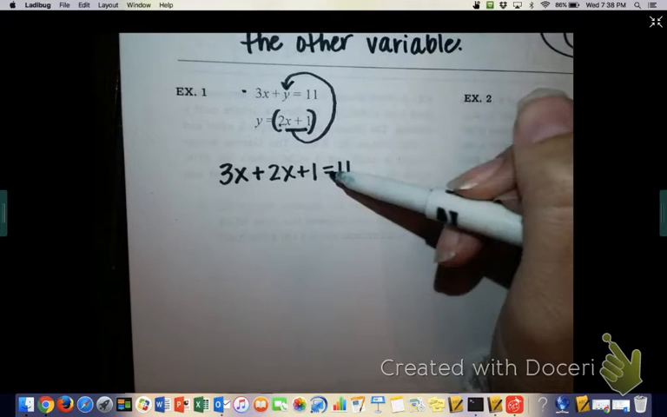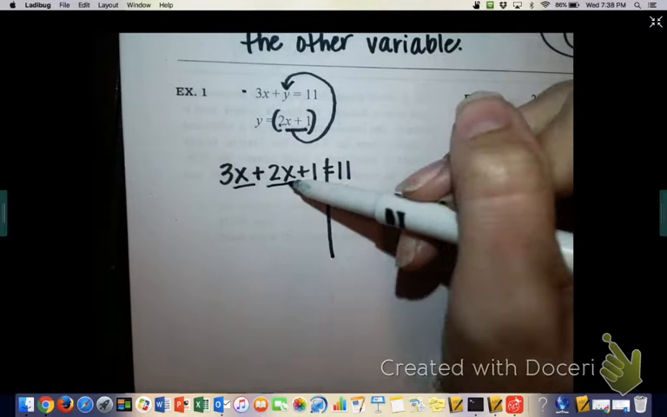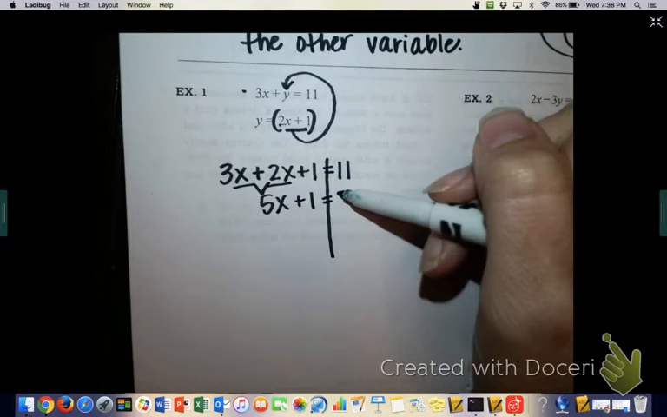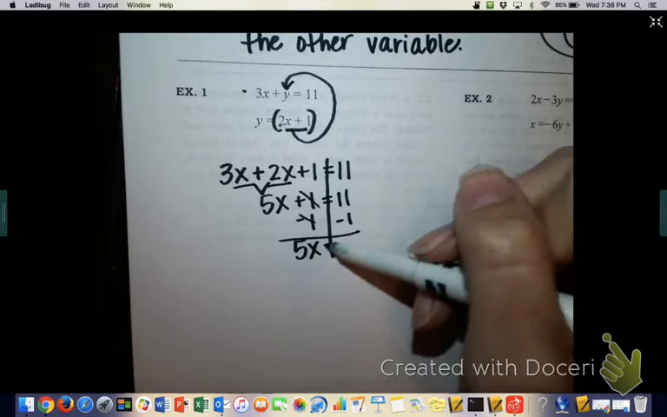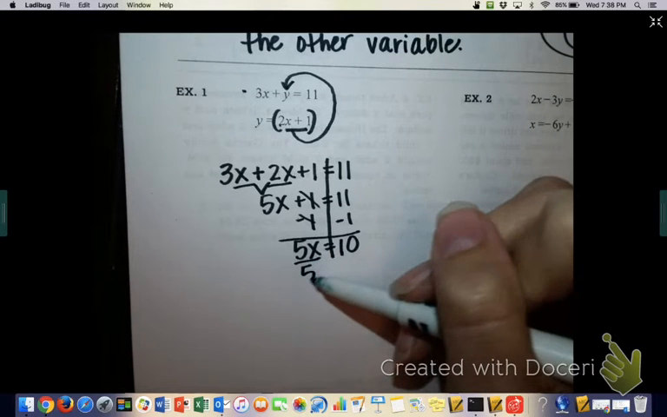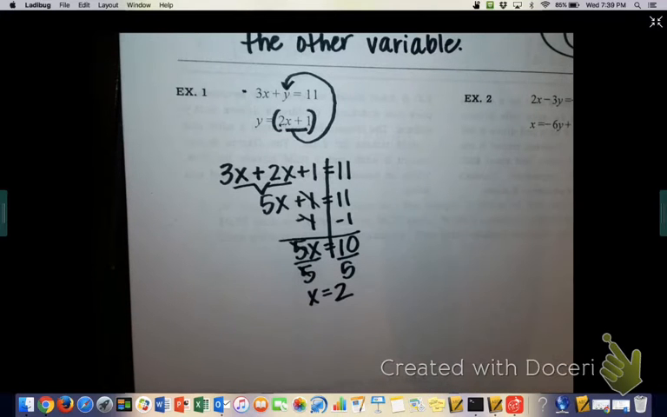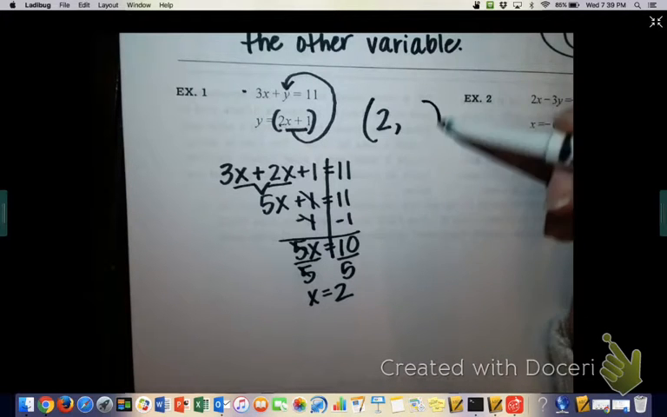And now I'm going to solve the equation. These are like terms. 3x plus 2x is 5x, plus 1 equals 11, minus 1. 5x equals 10. X equals 2. And that's fantastic, but that is only one of our coordinates. That's our x coordinate. That is half of our answer. Now we need the other half of the answer.